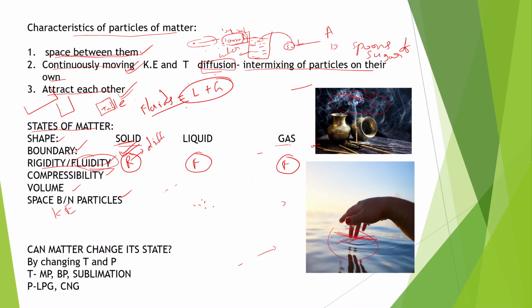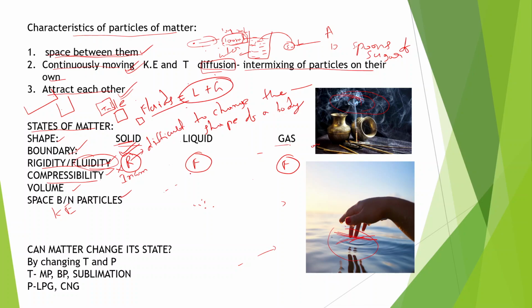Difficult to change the shape of a body, then it is called rigid in nature. So solids are rigid. Liquids have fluidity. Gas also has fluidity. And if you take compressibility, can you compress this table? Suppose this table is occupying this much volume, can you compress it to this much volume? You can't compress, right? So solids are incompressible, or you can say compressibility will not be shown by solids.